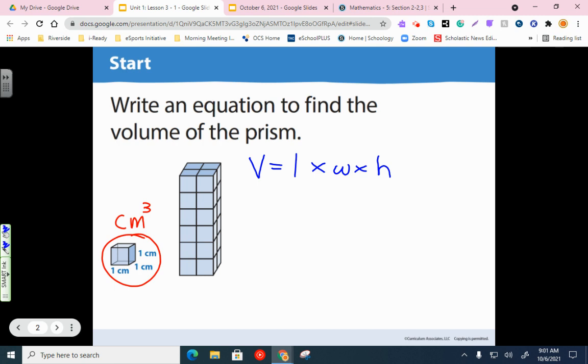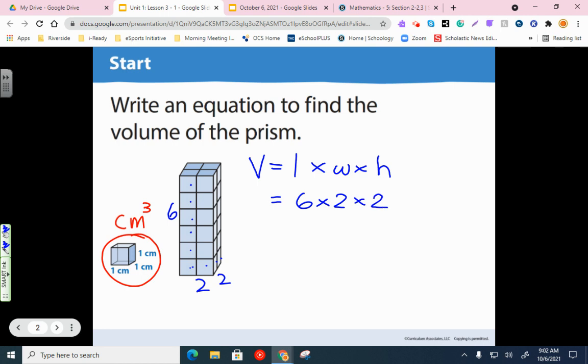But let's find the 3 measurements. We've got 2 here, 2 here, and then 1, 2, 3, 4, 5, 6 here. So there's my 3 measurements for volume. Now, it doesn't matter which one you consider the length, the width, or the height, because any order you multiply these in will get the same exact answer. So let's just jump right into it.